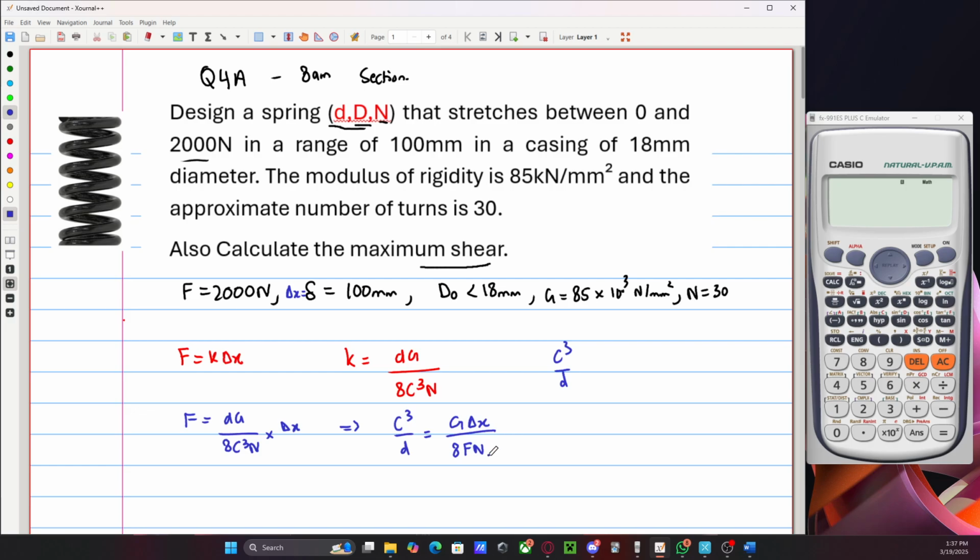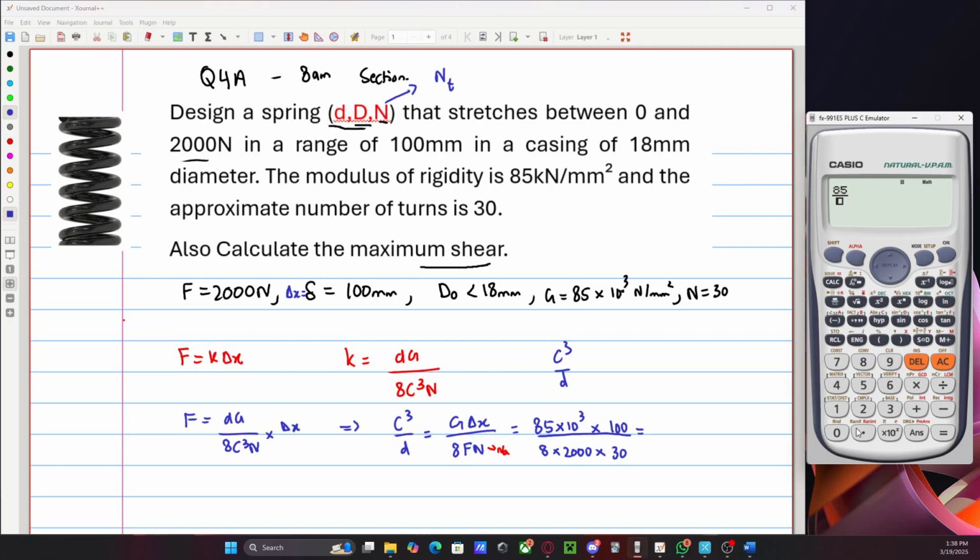Now, notice that when we use n, this is actually our approximate number. This is also on the slide. This n is actually referring to our N_A. This is just for reference, that we will use later on when we work out capital N, which is N_T here. So we just put this in the calculator. We have 85 times 10 cubed times our deflection, which is 100 millimeters, all over 8 times our force, which is 2000, times our number of turns, which is 30.